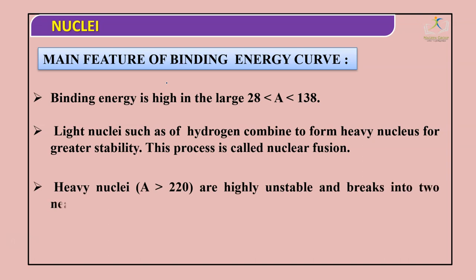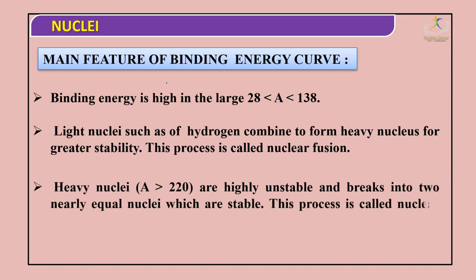Heavy nuclei, whose mass number is greater than 220, are highly unstable. Highly unstable means they will randomly start radioactive decay, like alpha particle, beta particle and gamma emission. Beta decay also has two types, beta plus decay and beta minus decay. When they break into nearby equal nuclei, they are stable. Understood? They continuously radiate until they reach a stable position. Once they get a stable position, they are neutralized.